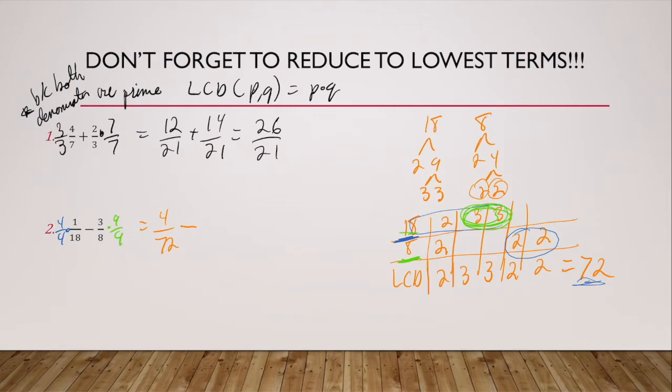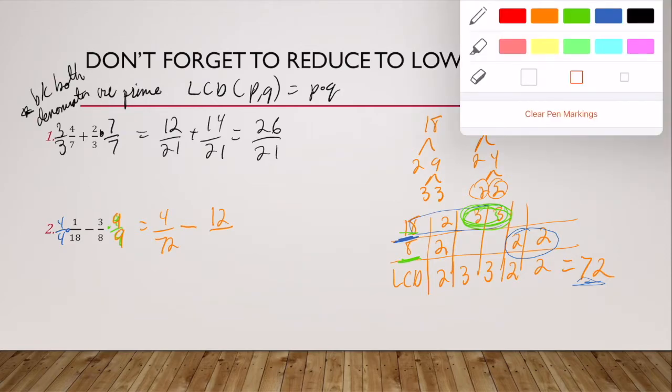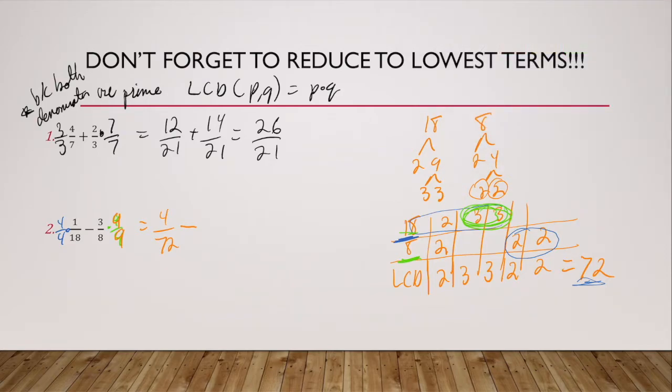3 times 4 is 12. Nope, that's a 9. Can't even read my own handwriting. 3 times 9 is 27. So 72nds, 4 minus 27 is a negative 23, which thank goodness is a prime number, so I can't simplify this any further.